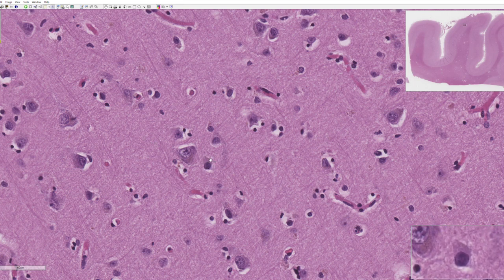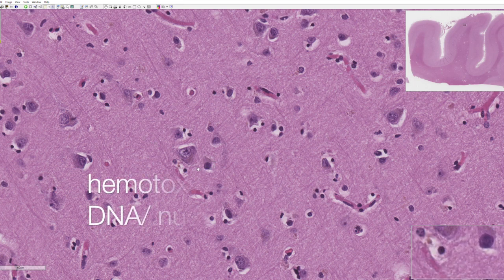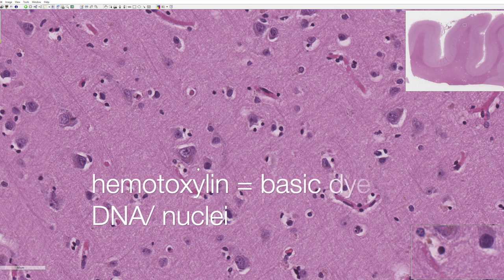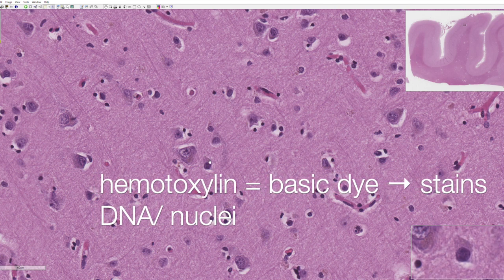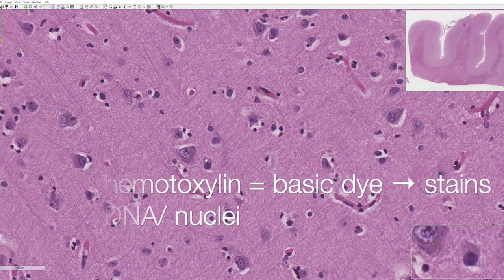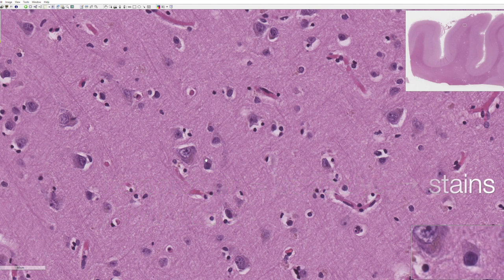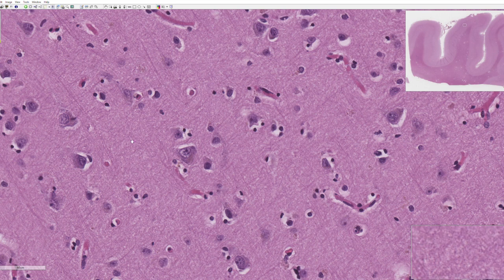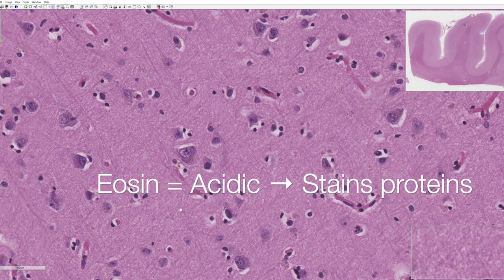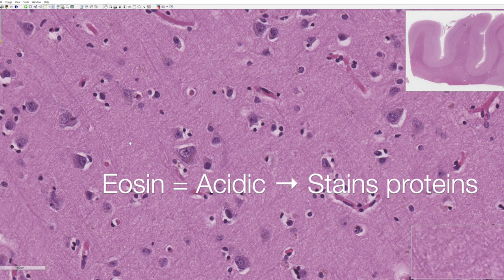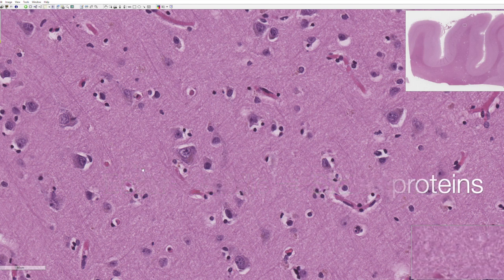And as we said, the hematoxylin is a basic dye, so it stains acidic components of the cell, such as the DNA. Eosin is an acidic dye that labels proteins. So this is why most of the cytoplasm is eosin rich.